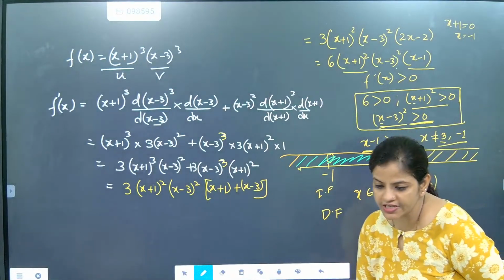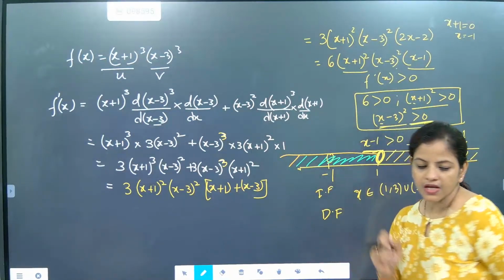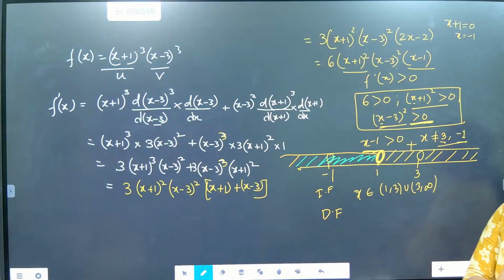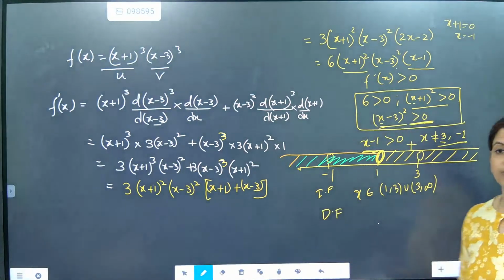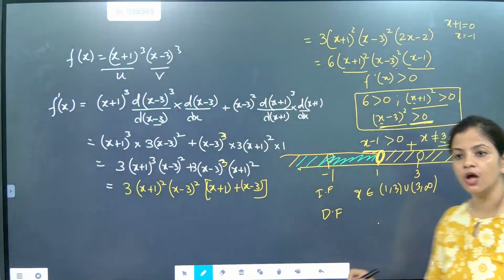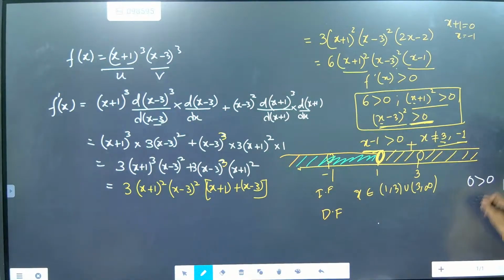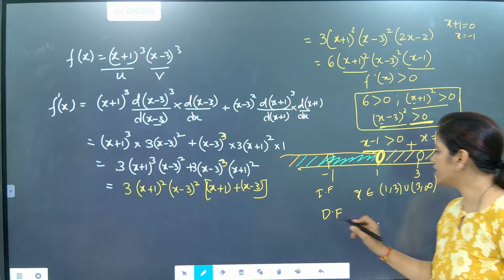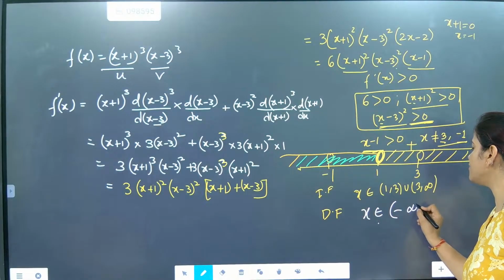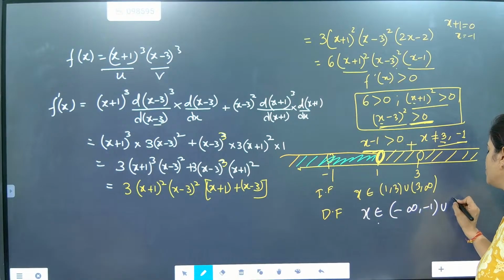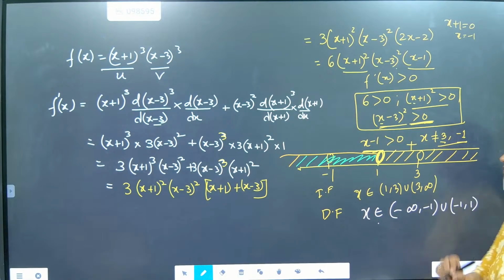But in the decreasing section, good evening, Abhay. In the decreasing section, which value are we not going to take? Very good. Because -1, the moment you put it, what will come? 0 greater than 0 or 0 less than 0. So this interval should be violated. So for decreasing function, x belongs to -infinity to -1, union -1 to 1.